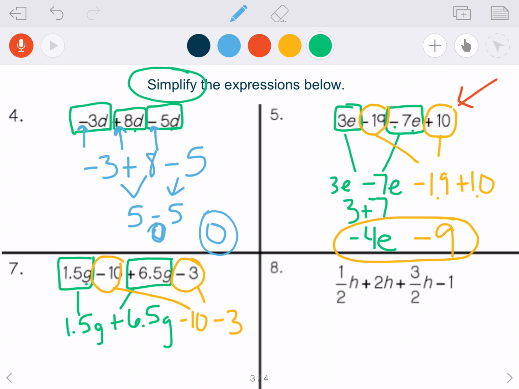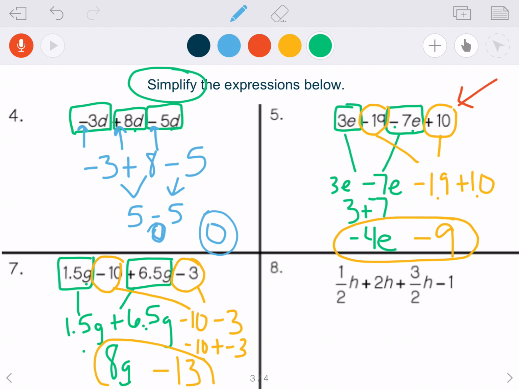Now I want to combine my like terms. I have 1.5g, 6.5g. 1.5 plus 6.5 gives me 8g. That's a g. And then I have minus 10 minus 3. I can rewrite that as negative 10 plus negative 3, which gives me negative 13. So my answer here is 8g minus 13.